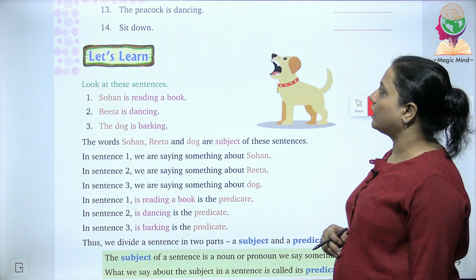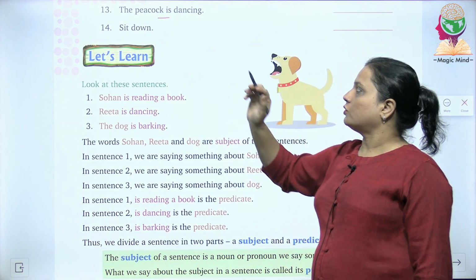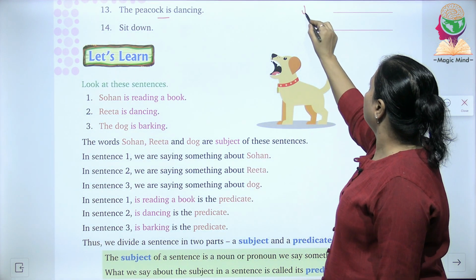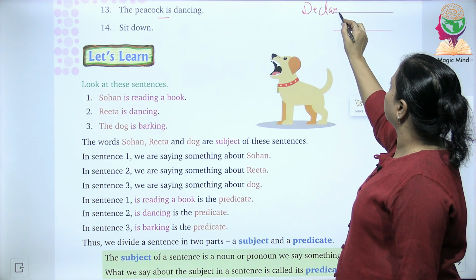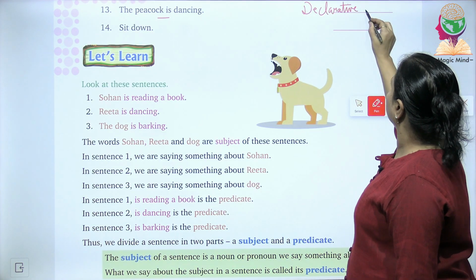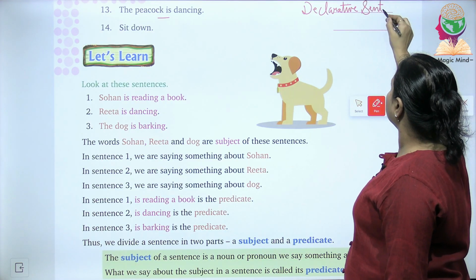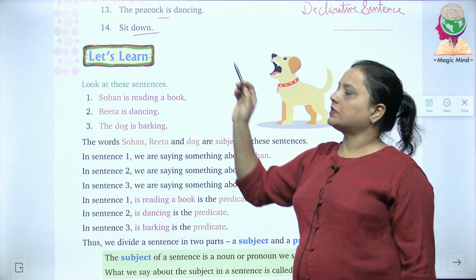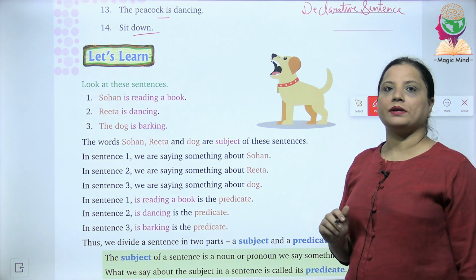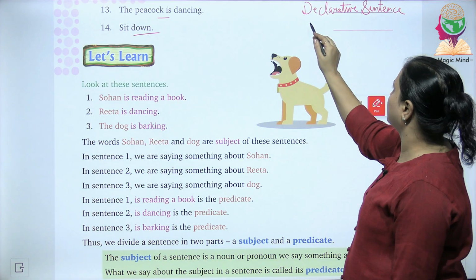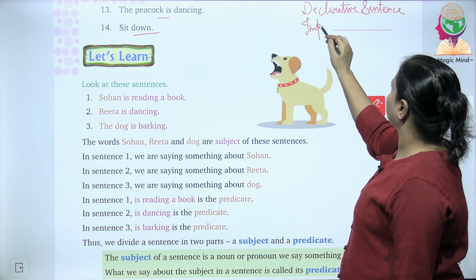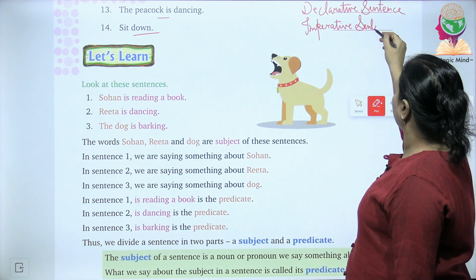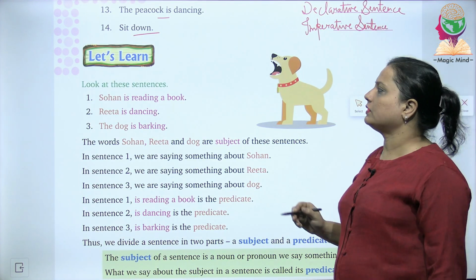The 13th statement is the peacock is dancing. So this is a normal statement, a declarative statement, hence we will write here declarative statement or a declarative sentence you can also call. Then the 14th one, that is the last one, sit down. That's a command, hence we'll call this kind of a sentence as imperative sentence. With this we have completed the exercises.